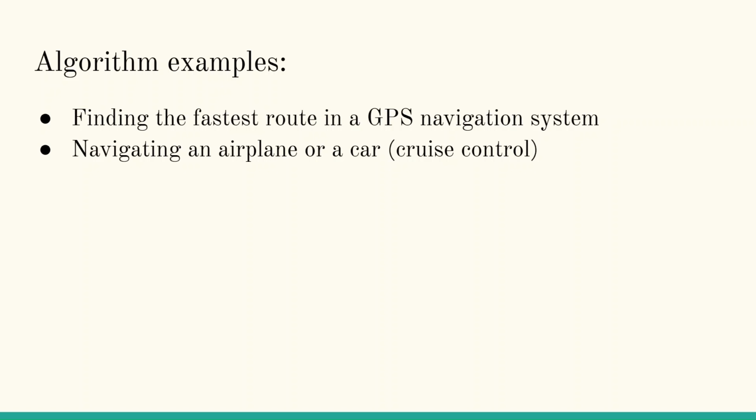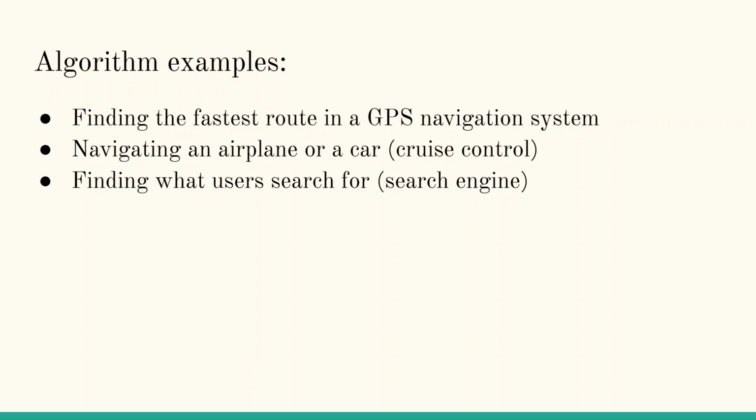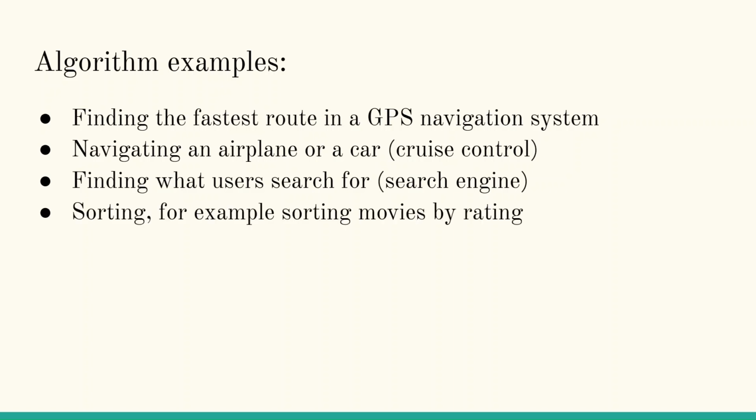Navigating an airplane or a car, for example, cruise control. Finding what a user searches on the internet, for example, using Google, Bing, or Yahoo search. Sorting, for example, you are looking for a movie on Hulu or Netflix, and you want to sort it by rating, so there's an algorithm too.